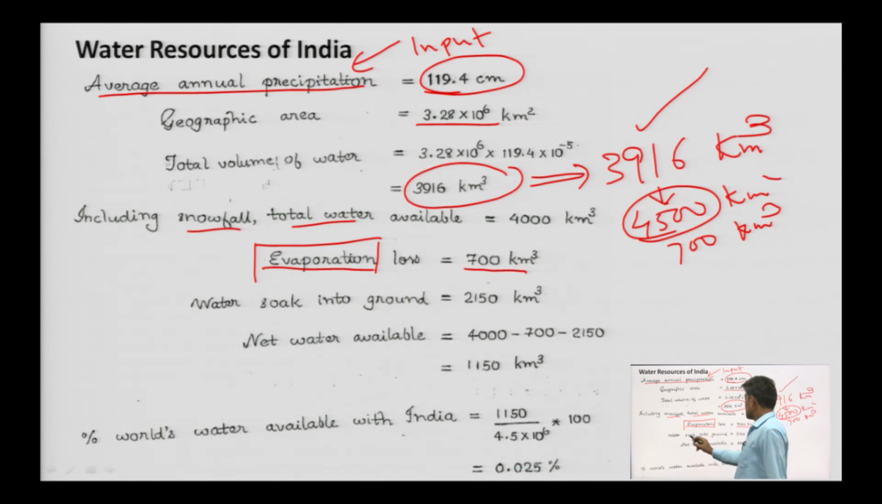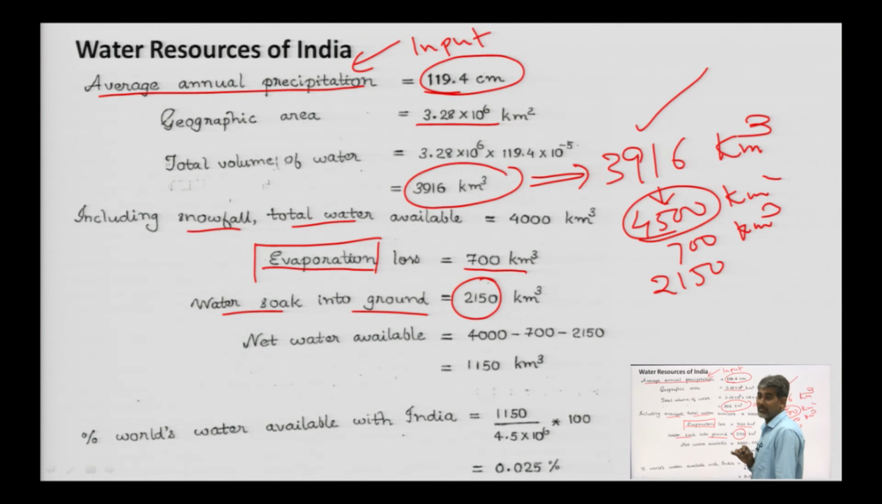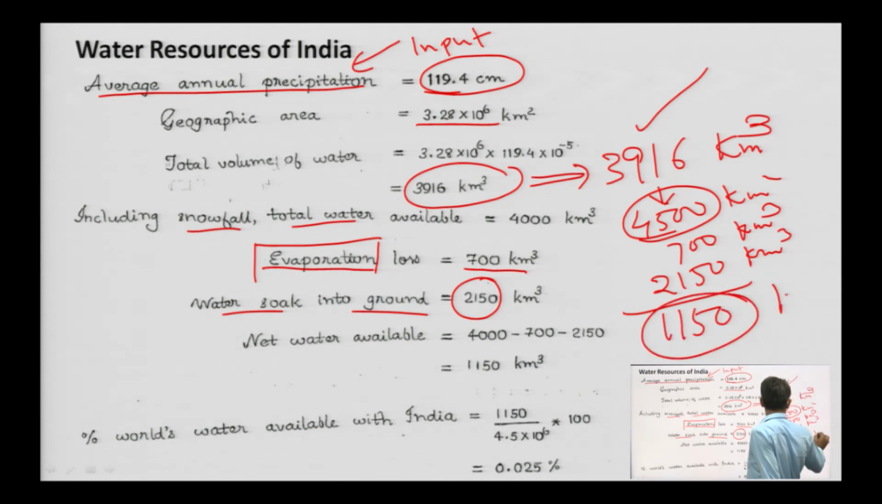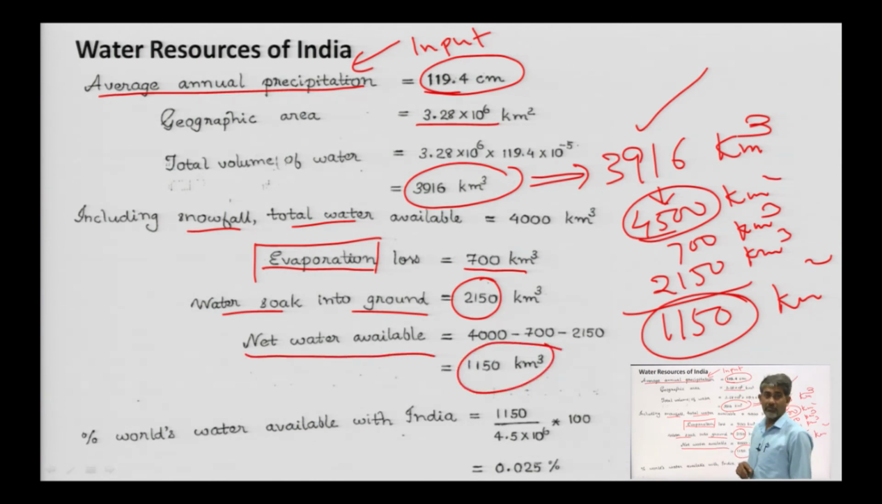The next part of the water is the water soaked into the ground, and it is 2150 infiltrated. This much part of the water is going to infiltrate into the ground. So the net water available is how much? The net water available is only 1150 cubic kilometer. Out of the total 4000, we have this much water.